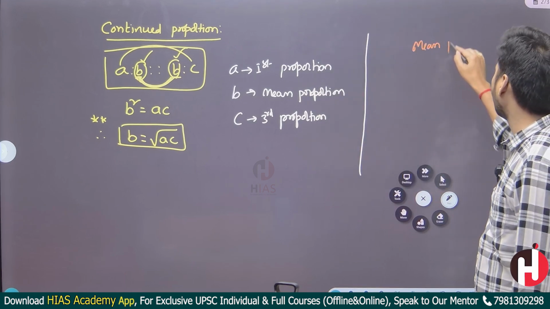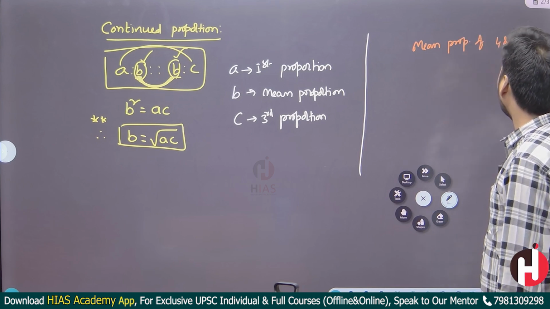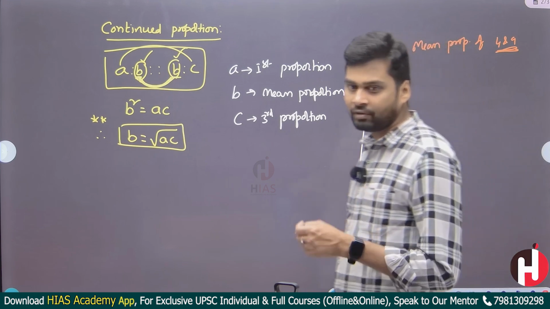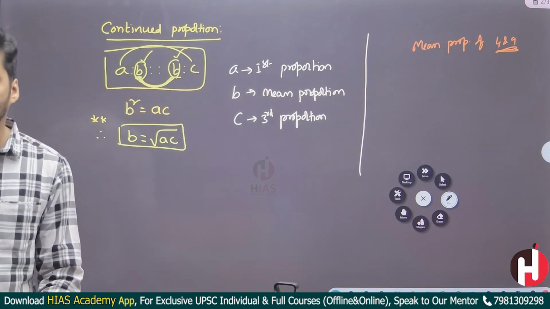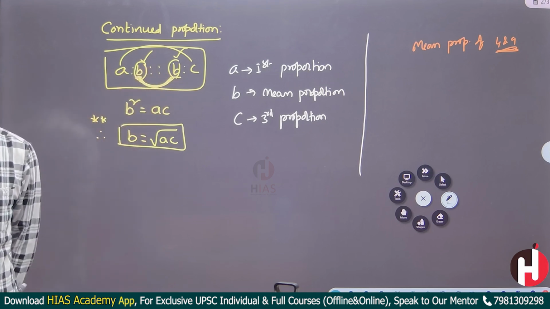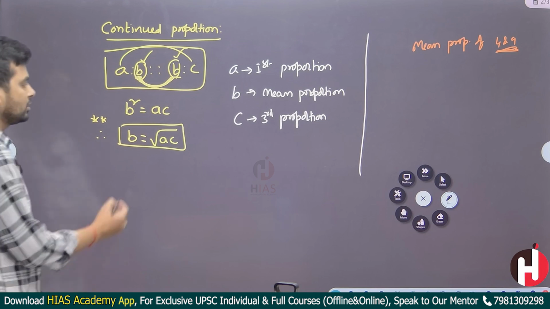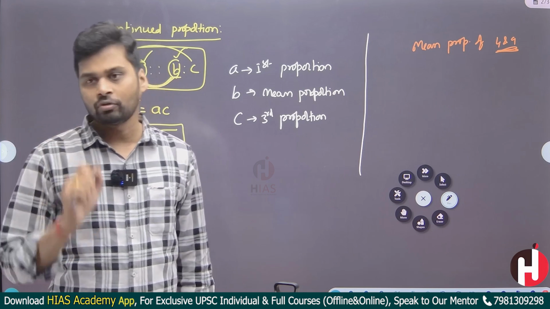Suppose I ask you, what is the mean proportion of 4 and 9? Two numbers are given to us and we will be asked to find the mean proportion of those two numbers. Mean proportion of 4 and 9 means, the mean proportion of two numbers is what? Square root of the product of those two numbers.